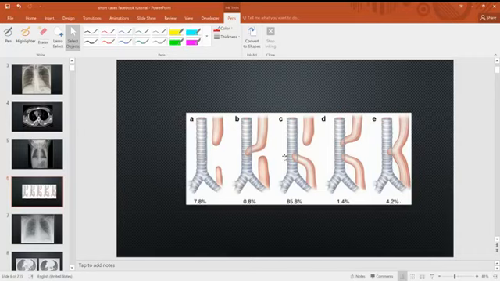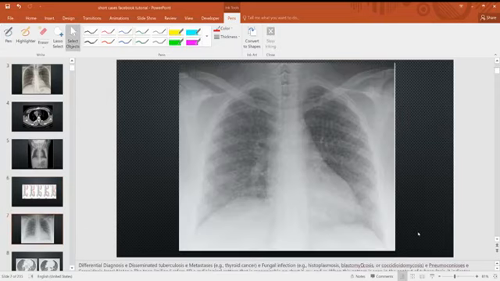As we see here in this sketch, this is the esophageal atresia, and also we have the esophagus fistulated with the trachea, and this is type C, and it is the most common type. We can move to the next case.